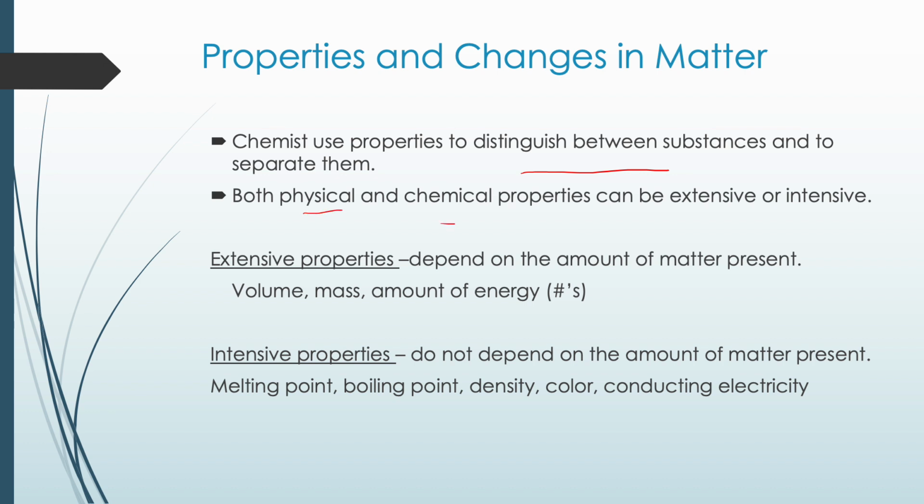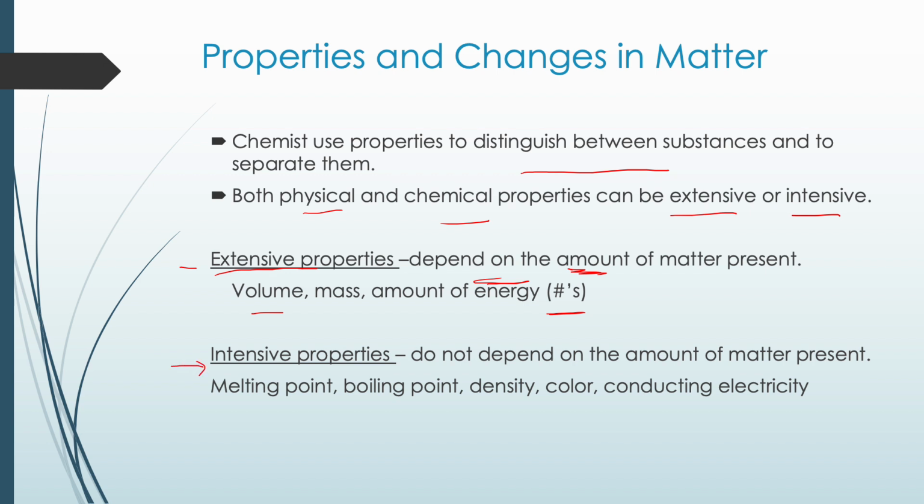Both physical and chemical properties can be extensive or intensive. Extensive properties depend on the amount. The amount of matter present is important. Your extensive properties are going to deal with numbers, the volume of something, for example, 25 milliliters. The mass, I have 5 grams of sand. The amount of energy, 2,221 joules of energy. Anytime you're giving the number value, you're looking at extensive properties.